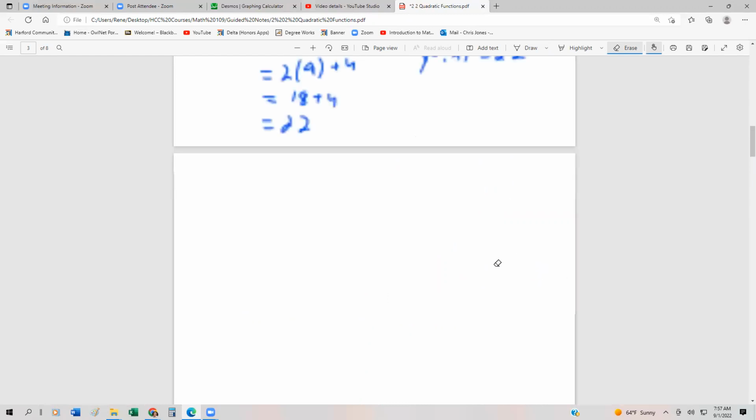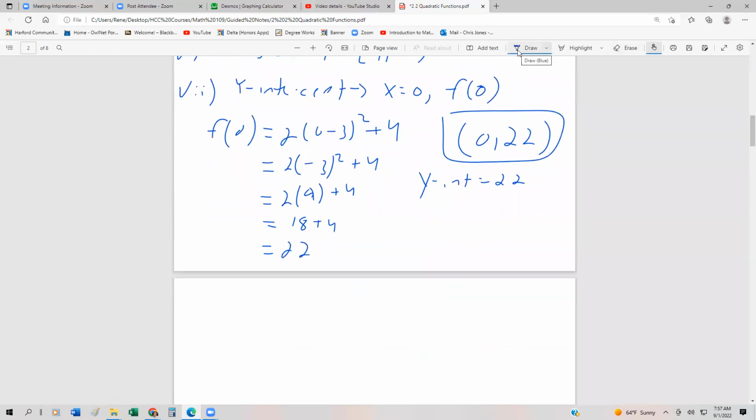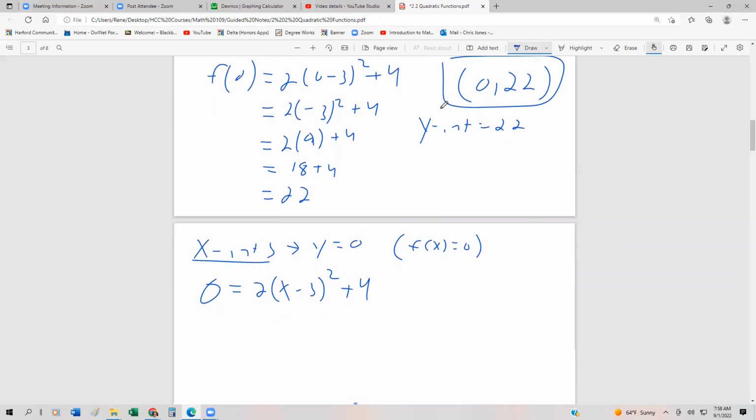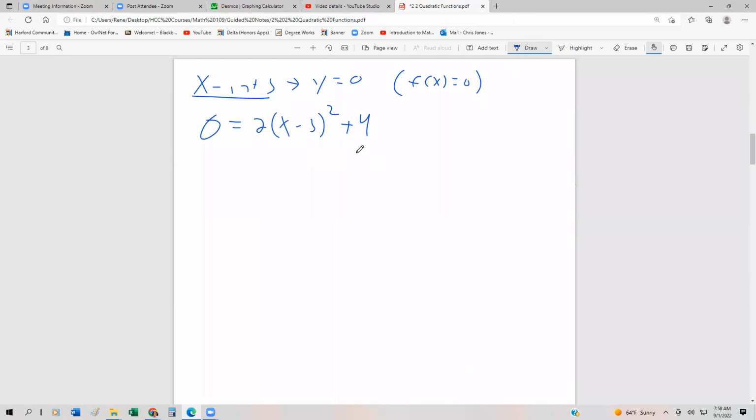So let me erase this. For the x-intercepts, we're going to set y equal to 0, or in other words, f of x is going to be equal to 0. And so we're going to get 0 is equal to 2 times the quantity (x minus 3) squared plus 4. Now, to solve this equation, we certainly don't want to subtract 4 from both sides. Remember, to solve any quadratic, we have to set it equal to 0, which it already is.